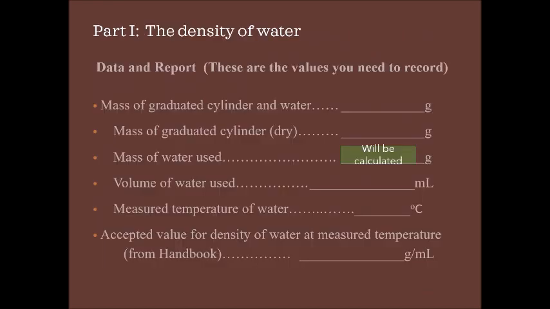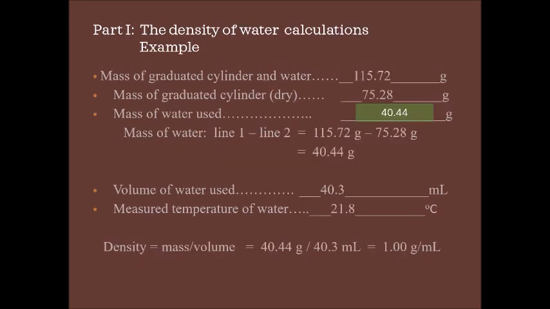Okay, so what are the values you need to record? The mass of the graduated cylinder dry, the mass of the graduated cylinder with the water, the volume of water, and the measured temperature of water, and we will go through and show you how to get the value for the density of water from the CRC handbook. Okay, so this is an example. These are not the values that you're going to see from your slides. This is just to show you how to do the calculation. So be aware, these values are not any values that you see from the actual data.